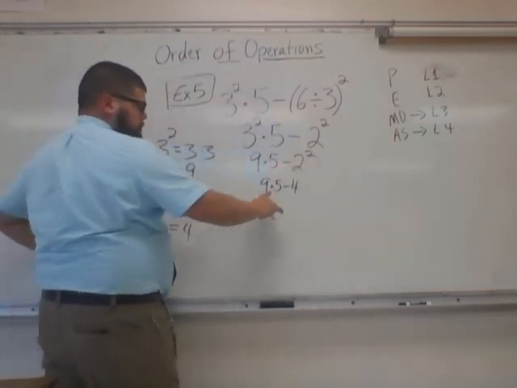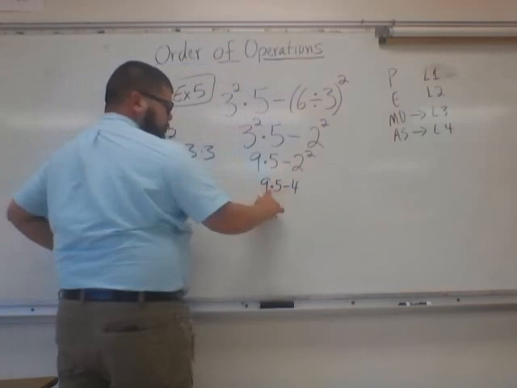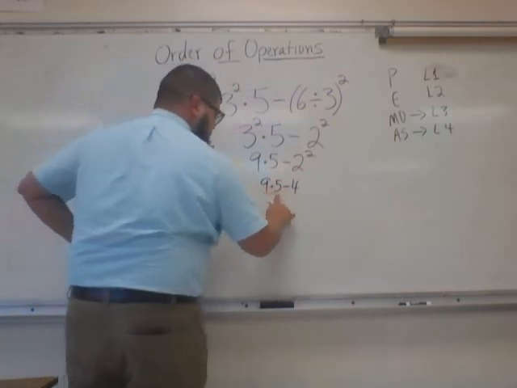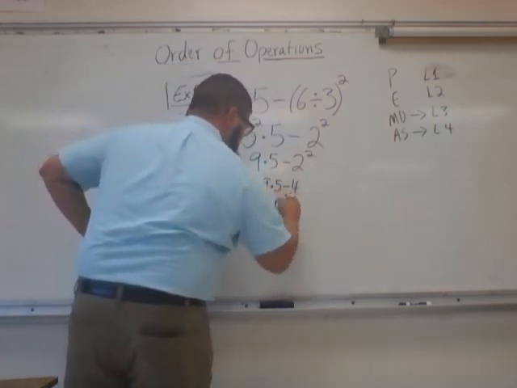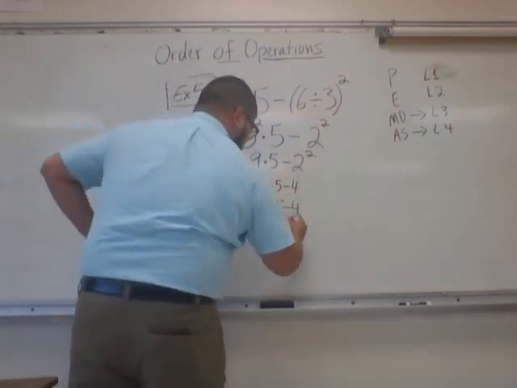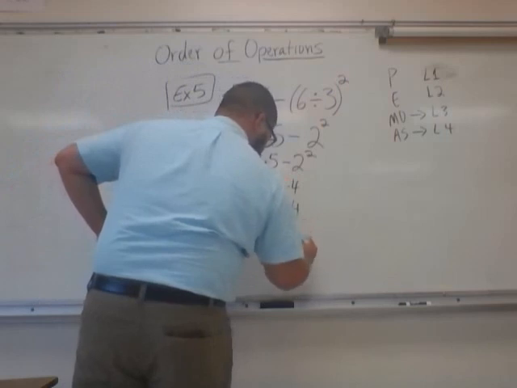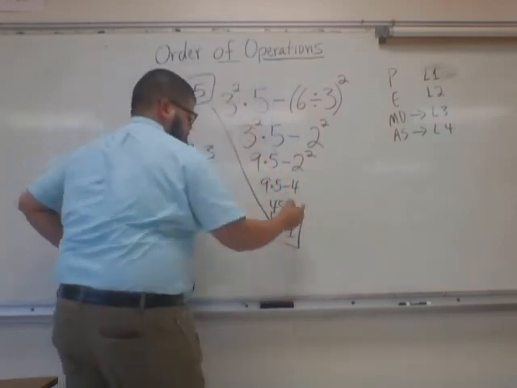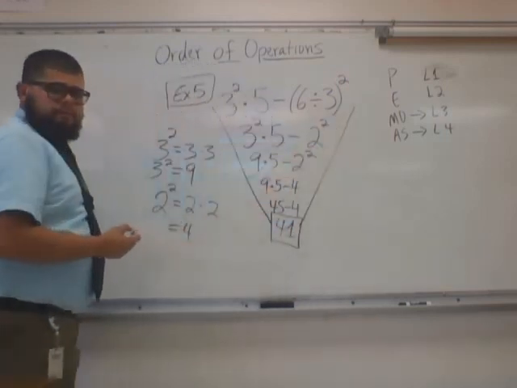Now, we have multiplication and subtraction. Multiplication is on level 3, so we have to do that first. 9 times 5, we get 45 minus 4. And the only thing left, 45 minus 4, we get 41. Box it, boom it. Okay? Box it, boom it.